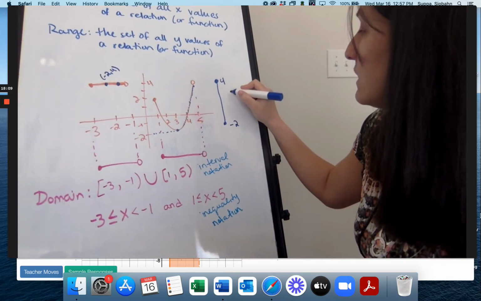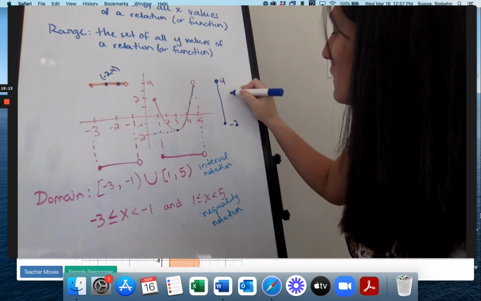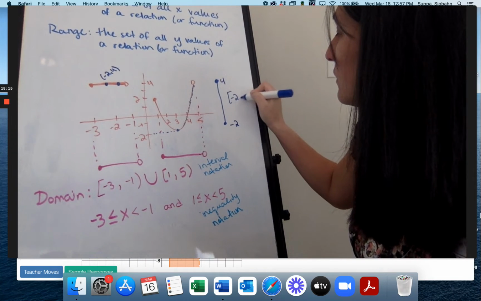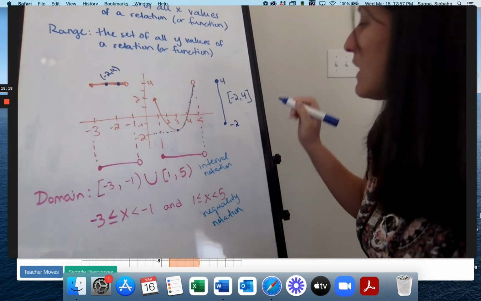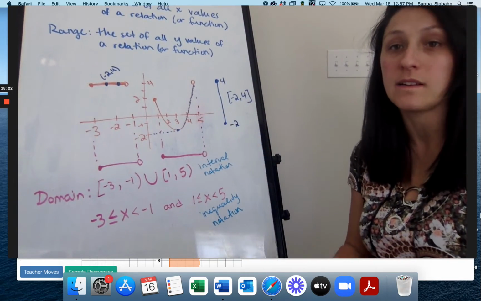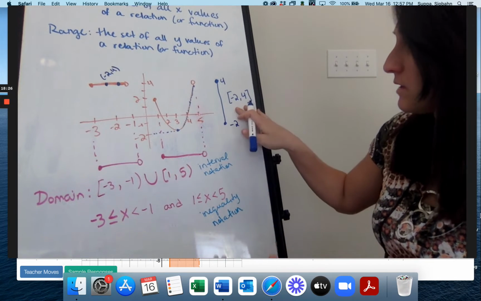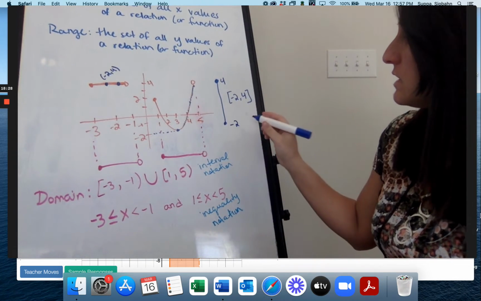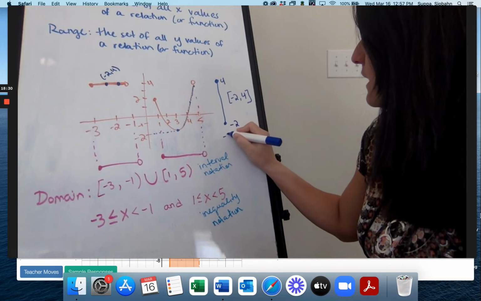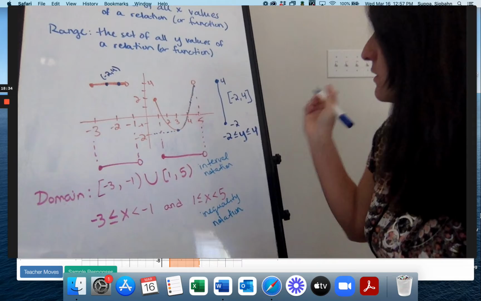So the range would be, always start with the lowest value. It's going to be, here, I'll put it here, [-2, 4], both with brackets because they both have points at those exact numbers. That's interval notation. If you wanted to use inequalities, then you could write -2 ≤ y ≤ 4.